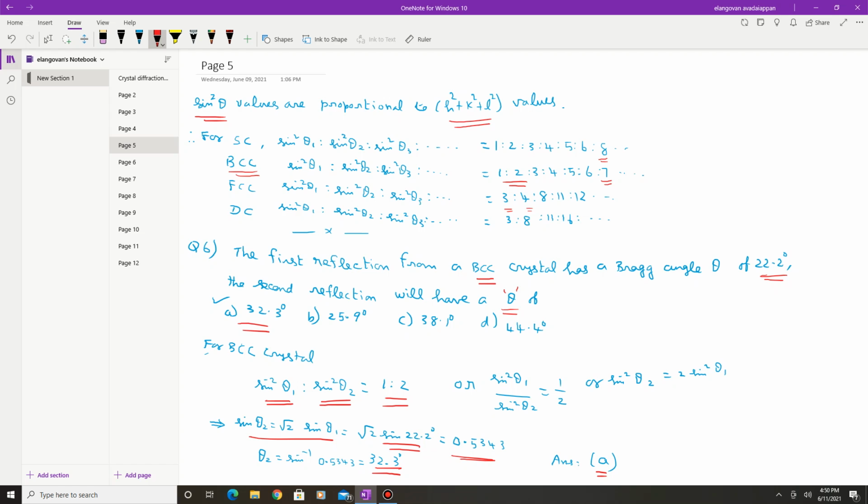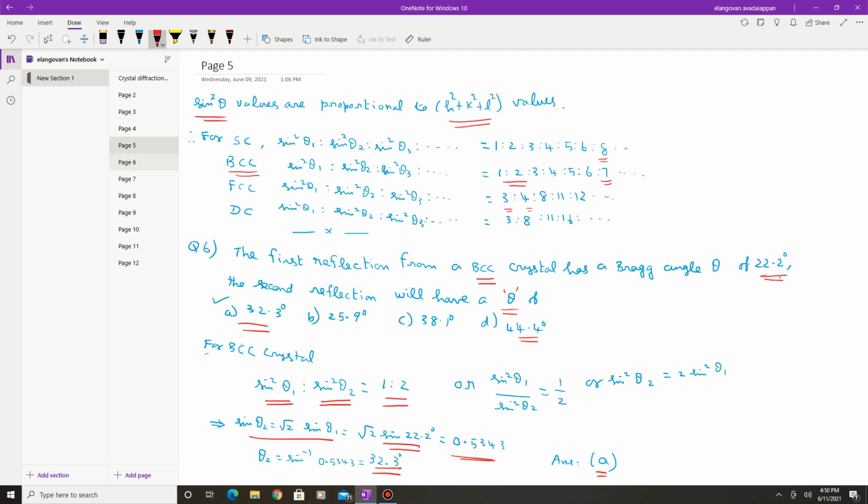Here in the problem, the angle of the first order reflection is given, and for the second order reflection 4 options are given. One of the values is 2 times this value, so 22.2 degree here, 44.4. In order to mislead you, one of the options will be given like that. So you must be very careful in selecting the answers.